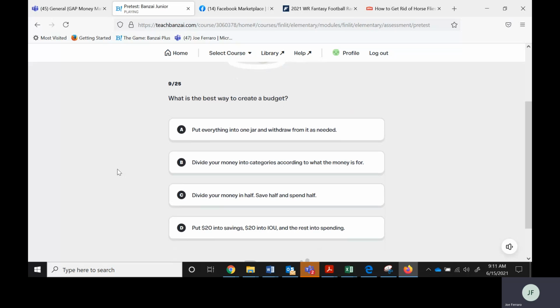Nine, what is the best way to create a budget? A, put everything in one jar and withdraw from it as needed. B, divide your money into categories according to what the money is for. C, divide your money in half, save half and spend half. D, put $20 in savings, $20 into IOU, and the rest into spending.